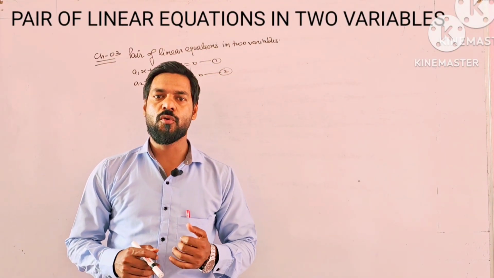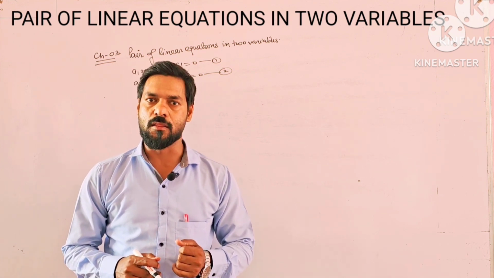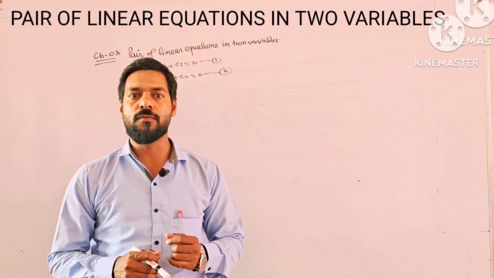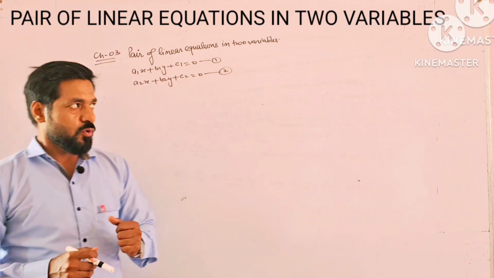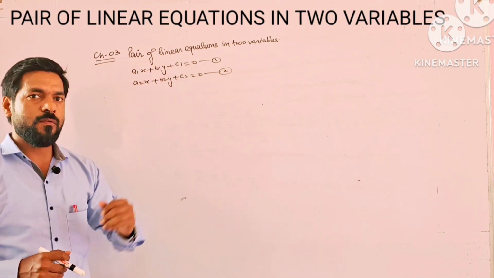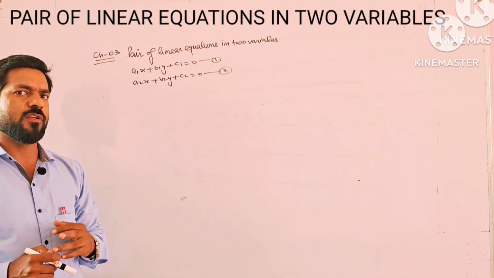In today's lecture, I am going to start a very important and interesting chapter from class 10th, that is pair of linear equation in two variable. So here you can see I have written pair of linear equation in two variable. So what is the standard form of pair of linear equation in two variable?